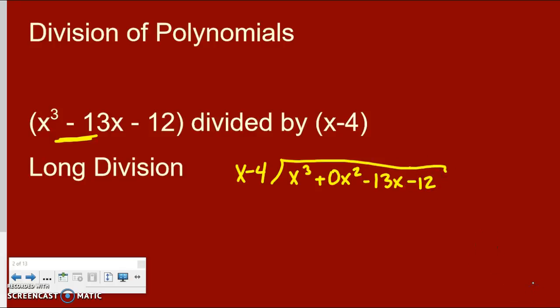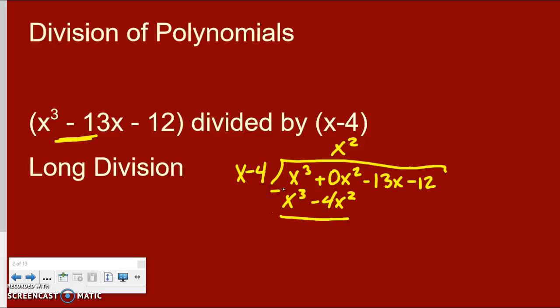Now I can actually do the division piece, and here's where you have to pay attention. The process is still the same, it just looks a little bit different. The thing you're worried about is this first term. What do you have to multiply x by to get x cubed? Well, that would be an x squared. So x squared times x is x cubed, and you can't forget to multiply the x squared by the negative 4 as well, so negative 4x squared.